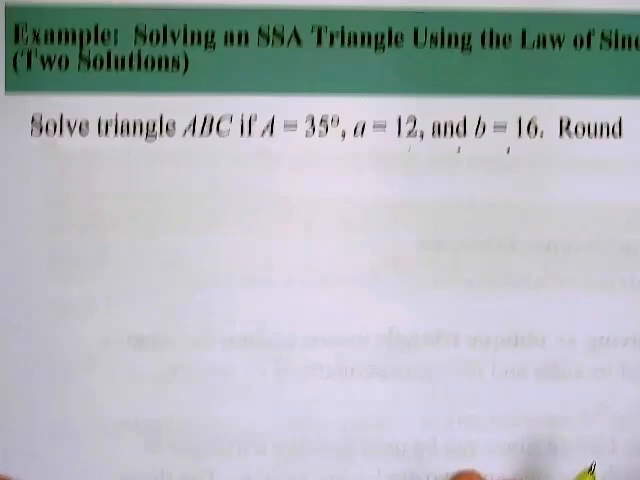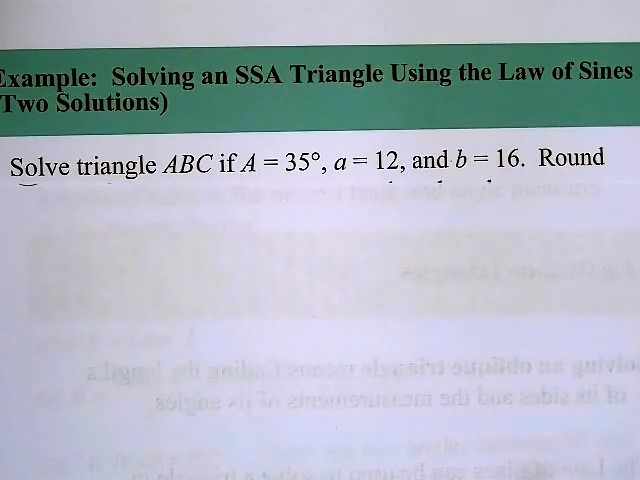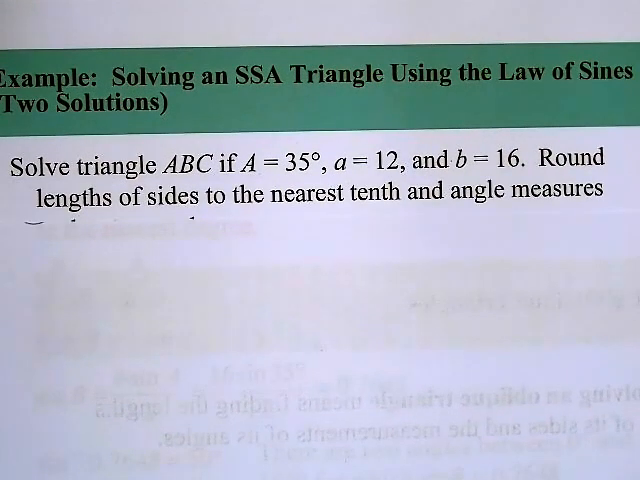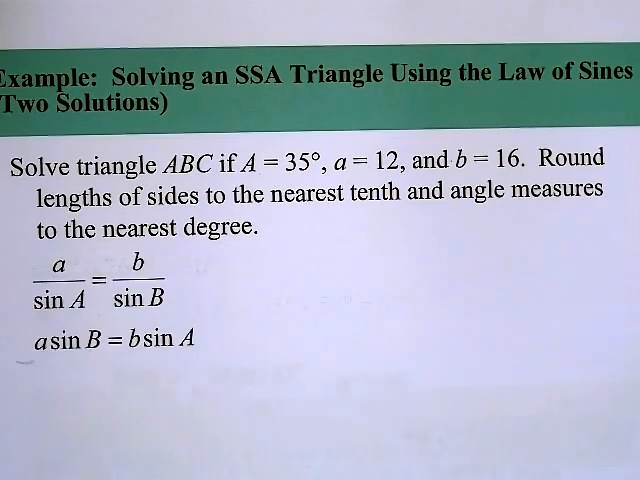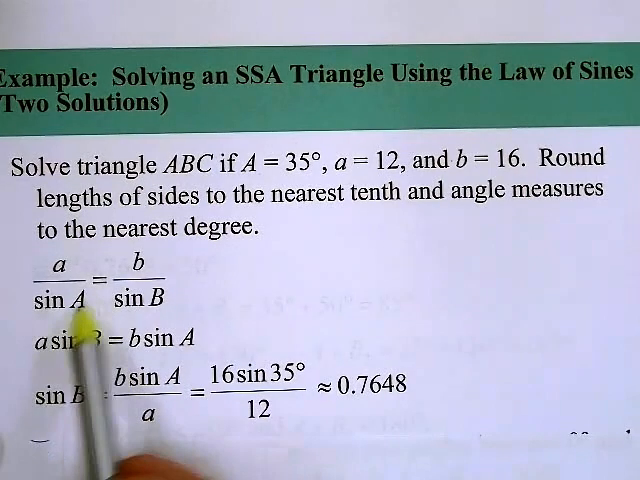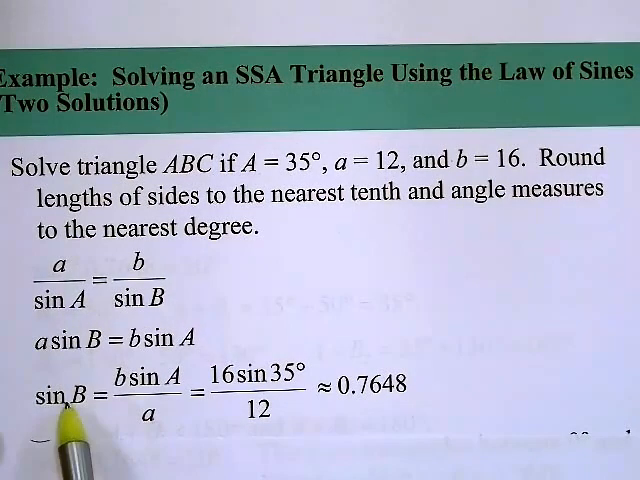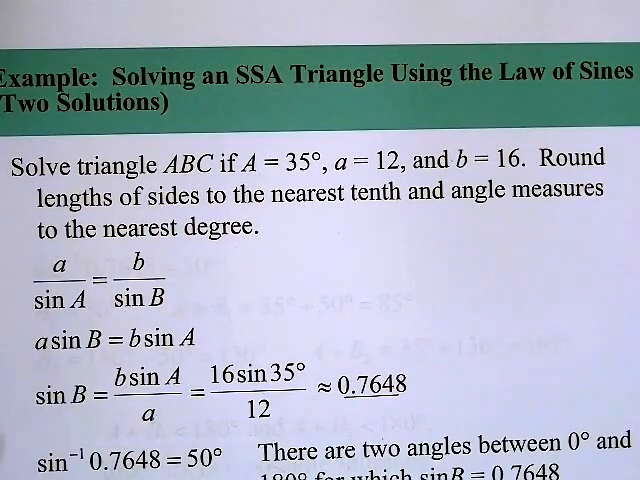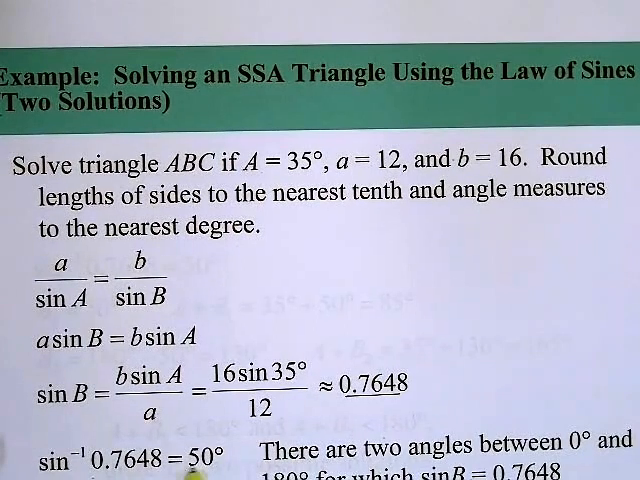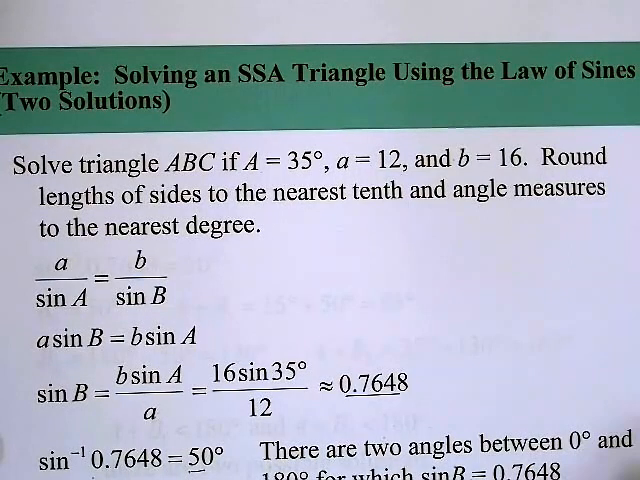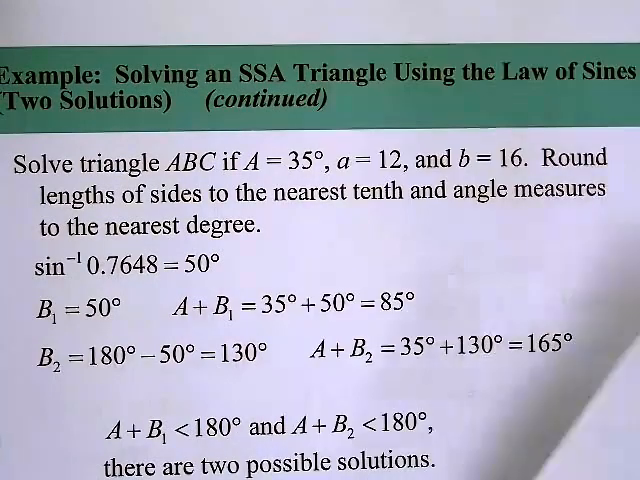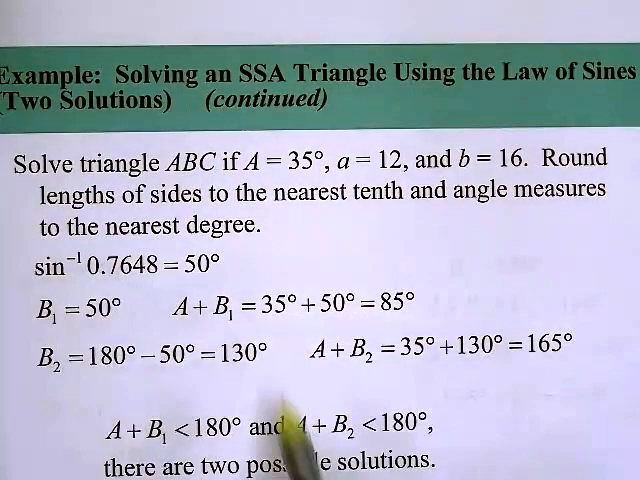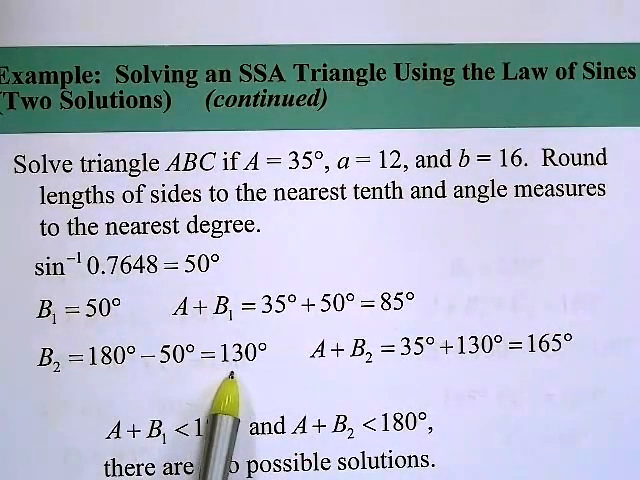Next example, solve the triangle if A is 35, lowercase a is 12, and b is 16. Round to the nearest tenth, angle measures to the nearest degree. So we set this up. a over sine A equals b over sine B. We arrange our formula so that it suits us, and we get the sine of B equals b times the sine of A over a. We get 0.7648. Do sine inverse on your calculator and you get 50 degrees. There are two angles between 0 and 180 for which the sine of B is equal to this. One's 50, the other is 130.